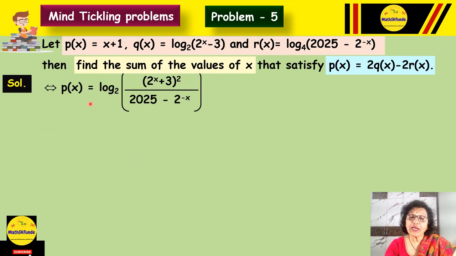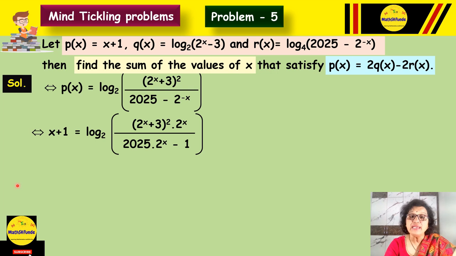So what I have here is Px log base 2, and the inside quantity is in terms of 2 raised to x and 2 raised to minus x both. So it's better to write things in terms of one, either 2 raised to x or 2 raised to minus x. That is in my mind. And also we have not yet replaced for Px. So I write for Px also, that is x plus 1, and then that 2 raised to minus x I have written as 1 upon 2 raised to x and then simplified. So after simplification, what I'm getting is log of 2 raised to x plus 3 whole square into 2 raised to x upon 2025 into 2 raised to x minus 1.